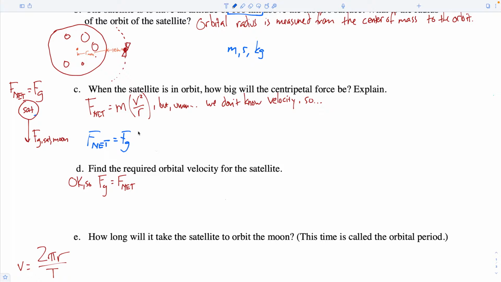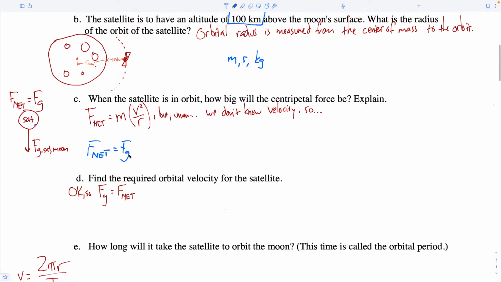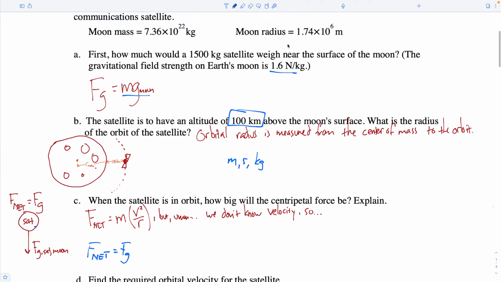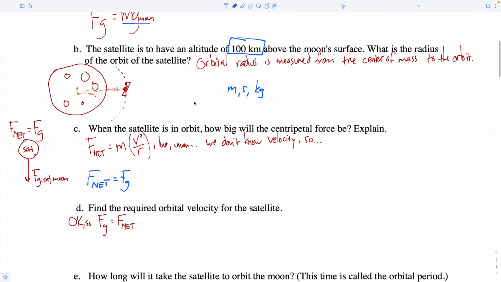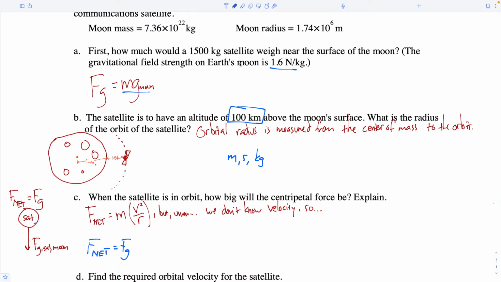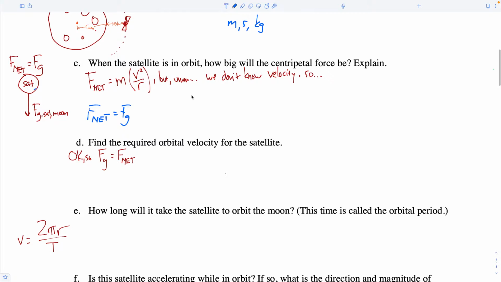Okay? So at this point, here's the mistake you'll make, or that you'll think of first, which is incorrect. You'll say, oh, the force of gravity acting on the satellite, I know that, that's going to be this number up here from 1A. But no, it's not, because that's the force of gravity acting on the satellite when it's on the surface of the moon, not when it's in orbit.